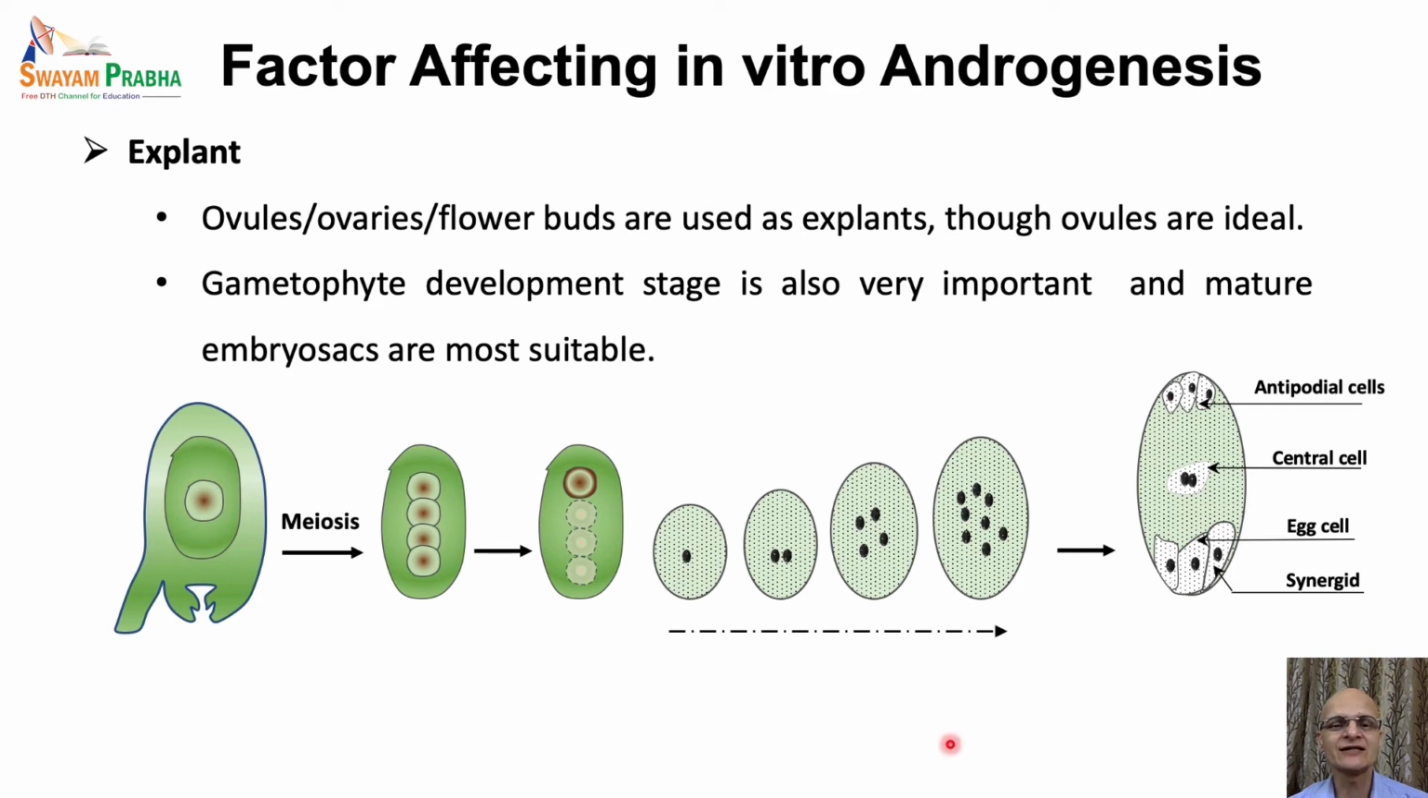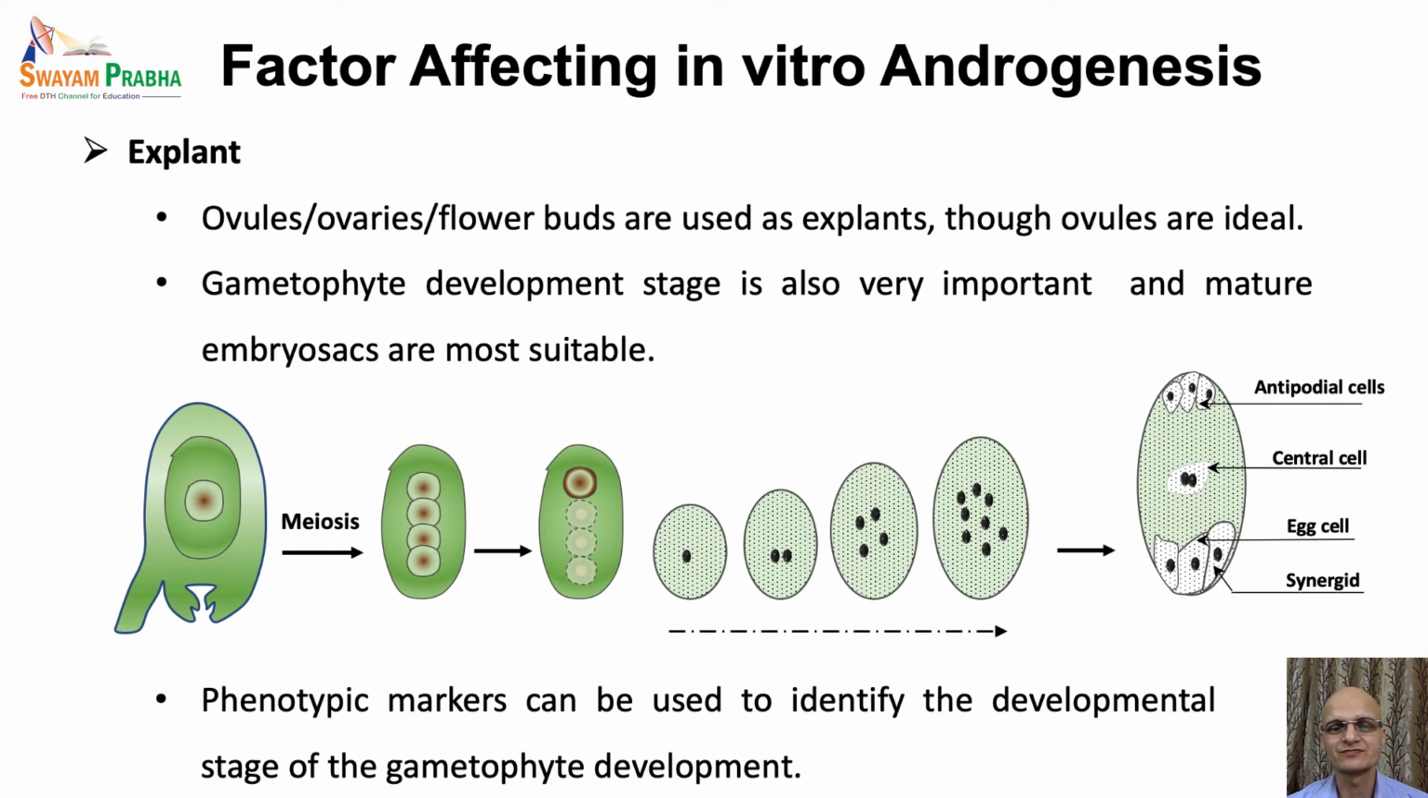As I mentioned earlier, even if the ovules are harvested at an earlier stage of development, like maybe at the time when meiosis is taking place, or when the mitotic divisions are taking place without cytokinesis, the development of the female gametophyte continues till it acquires maturity. And once it acquires maturity, it is ready for the induction.